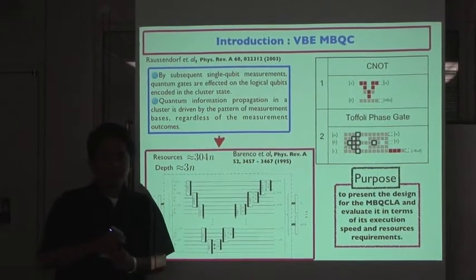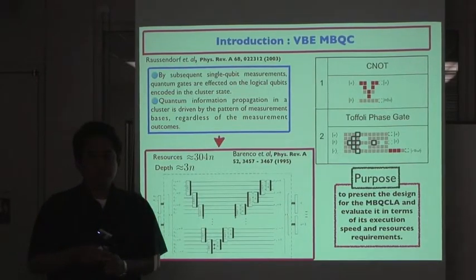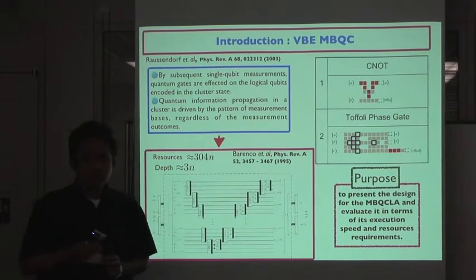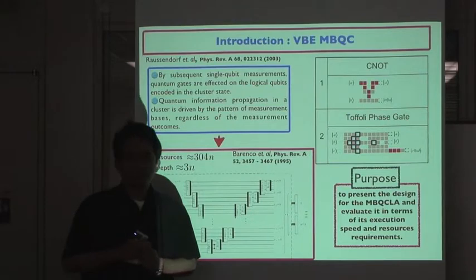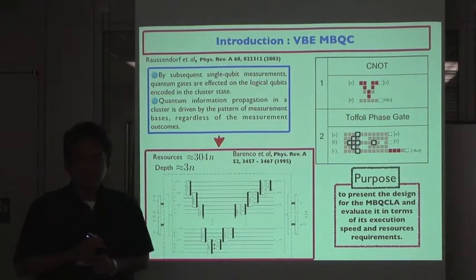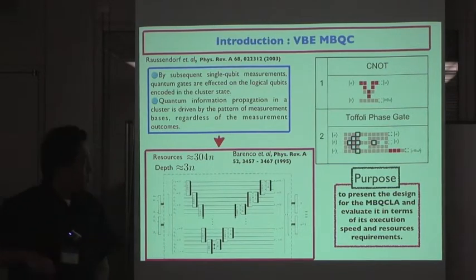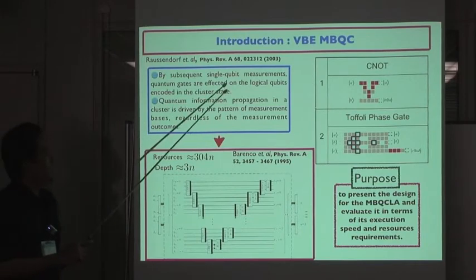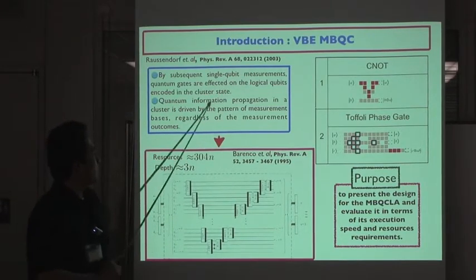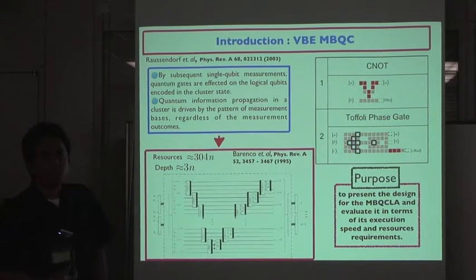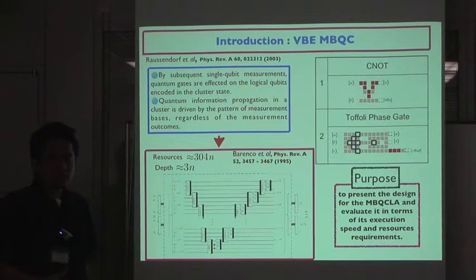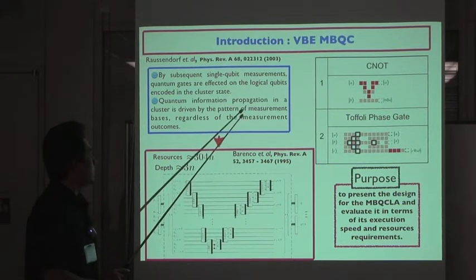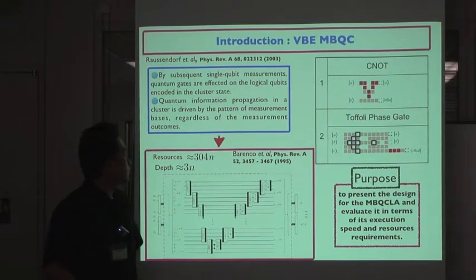Measurement-based quantum computation is a new paradigm for implementing quantum algorithms in cluster states. The cluster state is a highly entangled state of qubits, which can serve as a universal quantum computation resource. By subsequent single qubit measurements, quantum gates are effected on the logical qubits encoded in the cluster states. In this scheme, quantum information propagation is driven by the pattern of measurement bases regardless of the measurement outcomes.